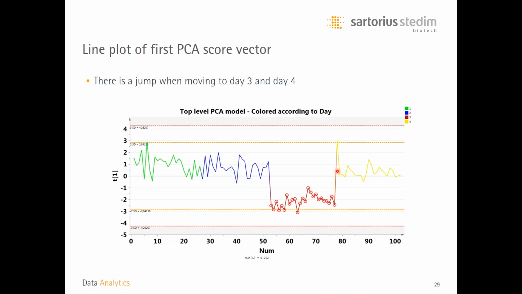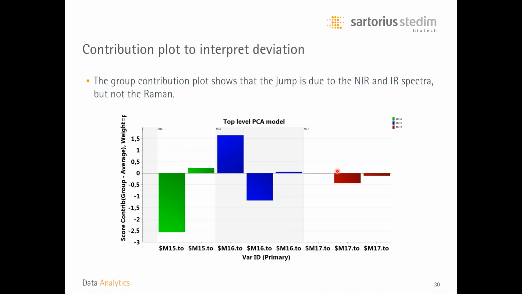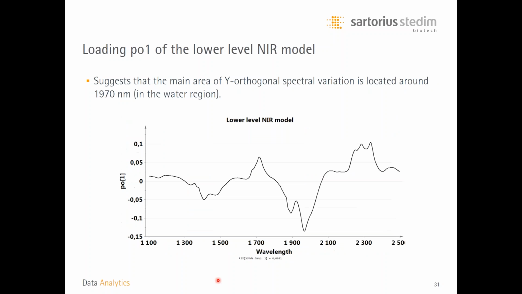So there is a jump when going from day 2 to day 3 and day 3 to day 4, and that jump can be interpreted by using a contribution plot. And if we produce such a contribution plot, we can see that the jump is due to NIR and IR spectra, but not Raman. We have large contributions from the first score vectors, definitely. And the largest and strongest contributor to that jump over the first day is one of the score vectors on the NIR side. And we can then follow up and look at that loading.